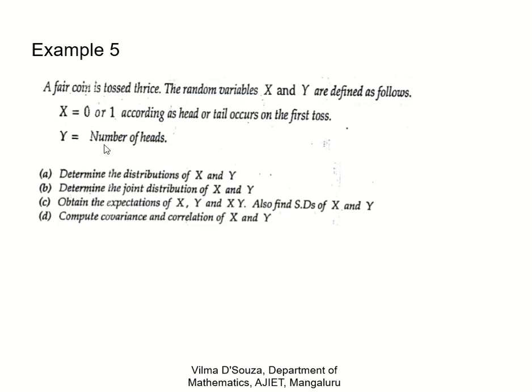Okay, go to the next problem. Example 5. A fair coin is tossed thrice. Random variables X and Y are defined as follows. X equal to 0 or 1 according as head or tail occurs on the first toss, and Y is equal to the number of heads. Determine the distributions of X and Y. Determine the joint distribution of X and Y.